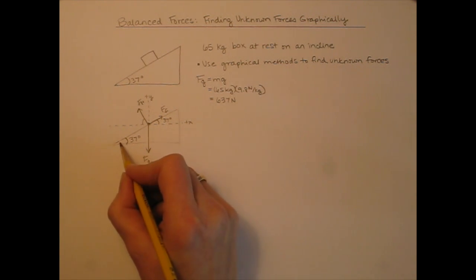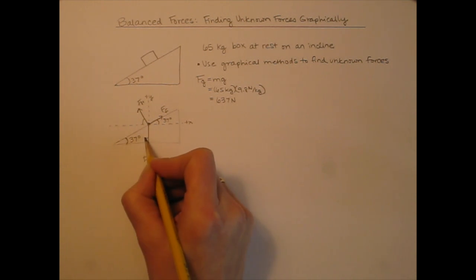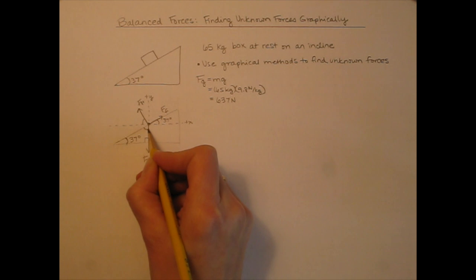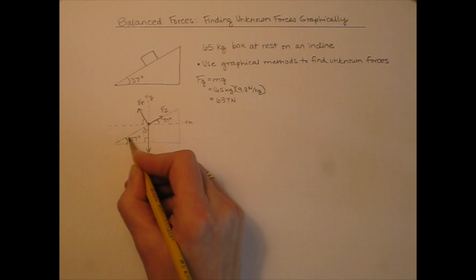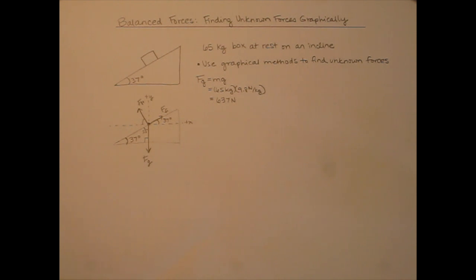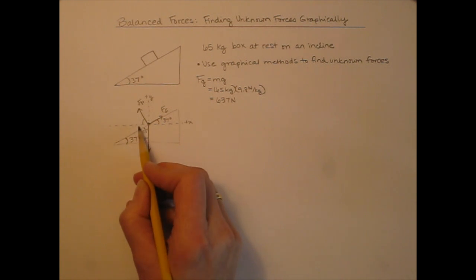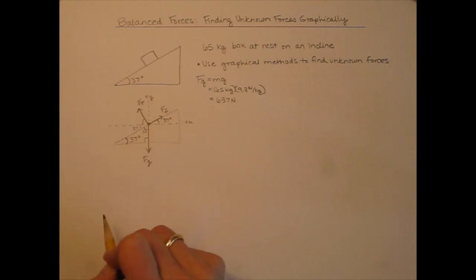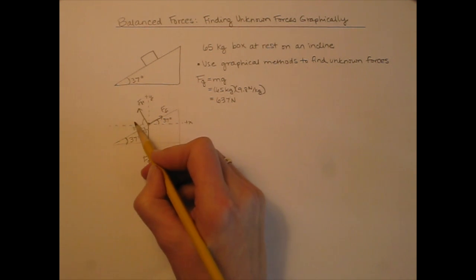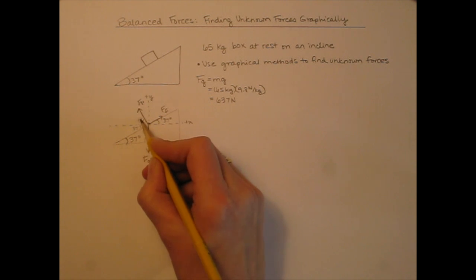To find that angle, I see that in this triangle I have a 37 degree angle, I have a 90 degree angle, and this angle must be 53 degrees since the angles in the triangle have to add up to 180. This here is a right angle, so if this part of it is 53, this part must be 37. This is a right angle, so if this part is 37, this part must be 53.